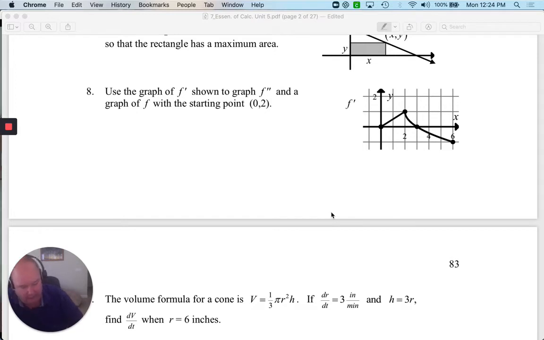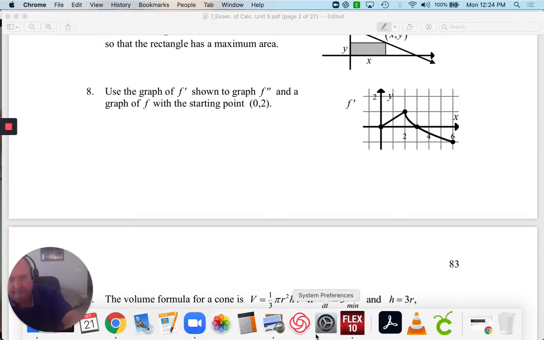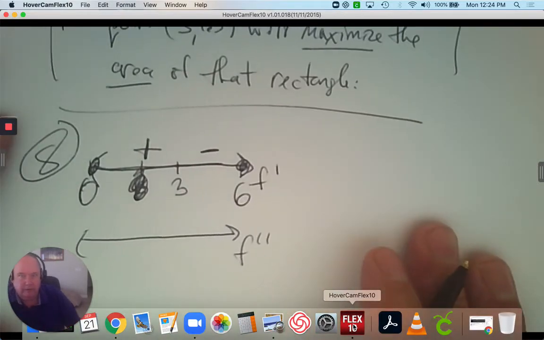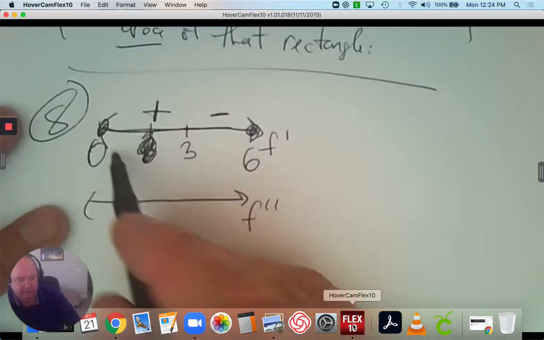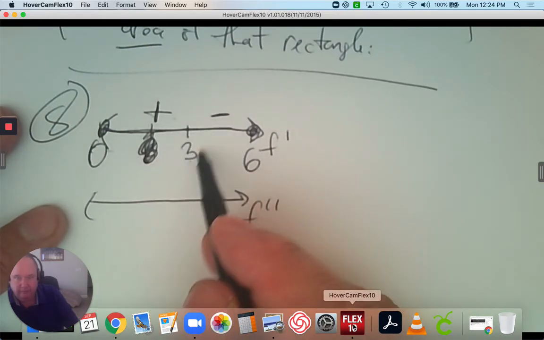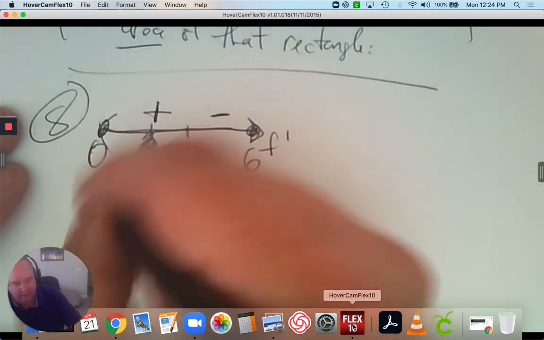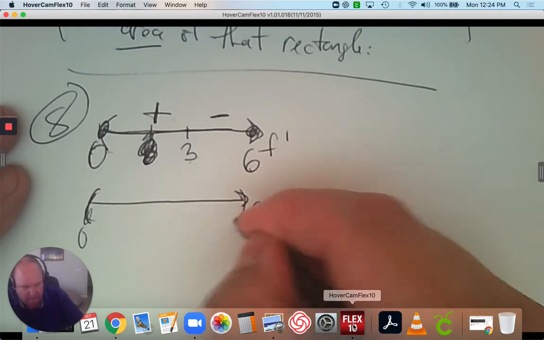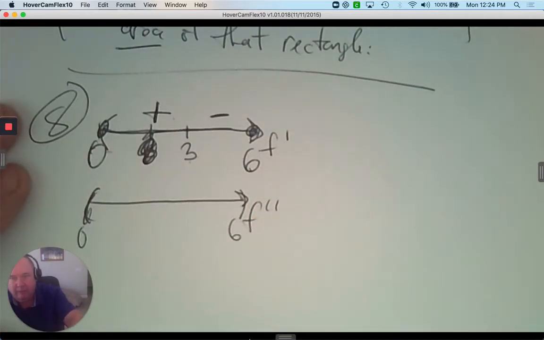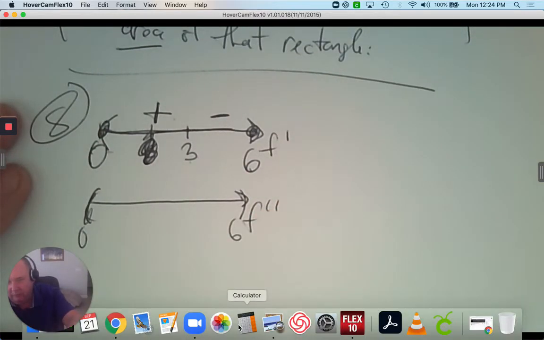I'm going to do a second derivative number line. Let me show you what I've done so far. So I've done a first derivative number line. From 0 to 3 is positive. From 3 to 6 is negative. And again, I'm going to go 0 to 6. Now what I'm looking at is turning points, or where it increases and decreases.